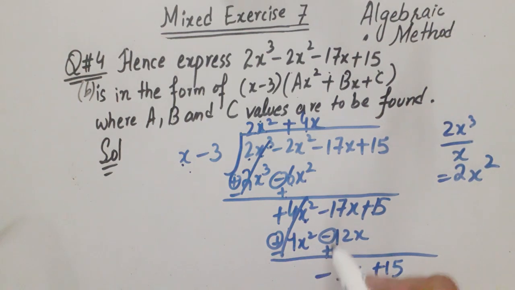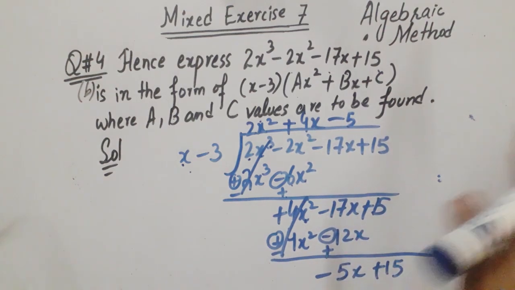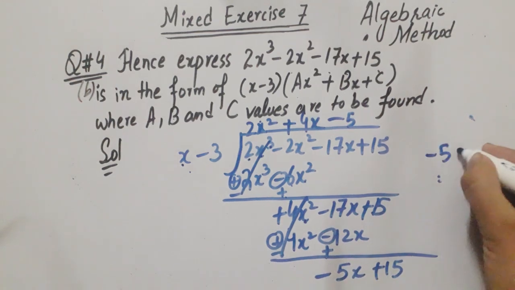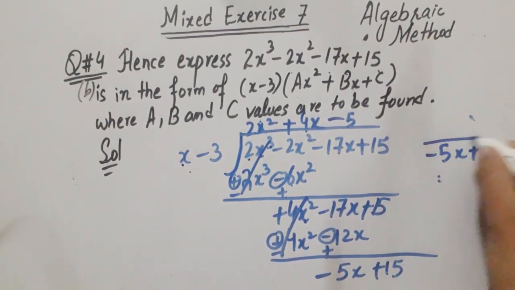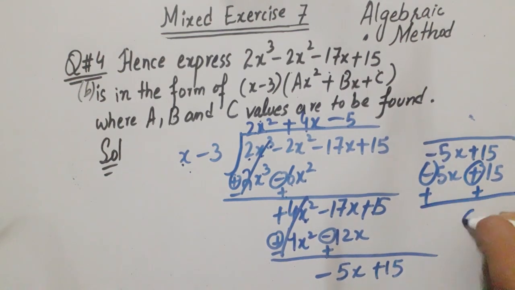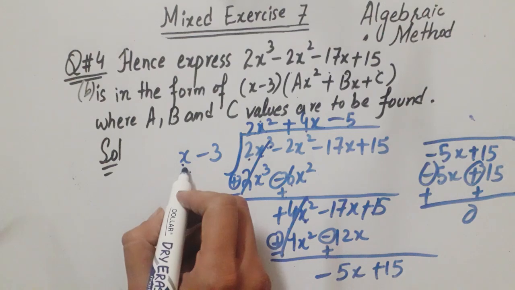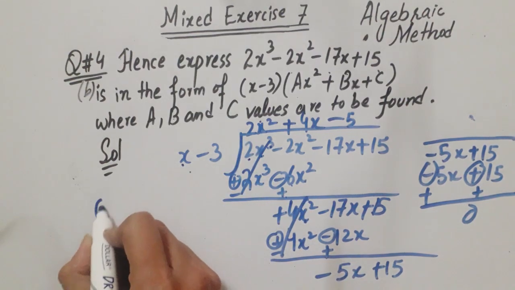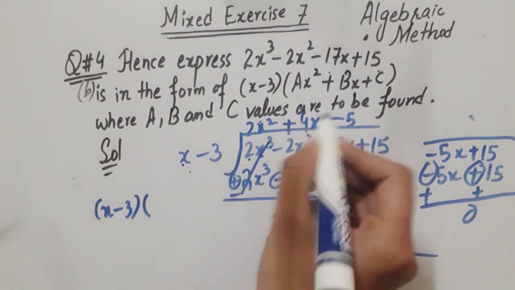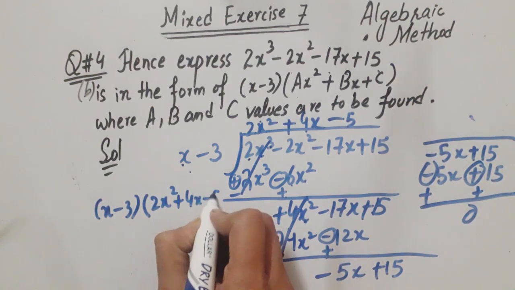Now we will multiply by minus 5. So the last line will be equal to minus 5x plus 15, minus 5x plus 15. Change the old sign and get the new signs. So remainder is 0. Now we will write this in product form, quotient and this. So x minus 3 will be multiplied by 2x square plus 4x minus 5.